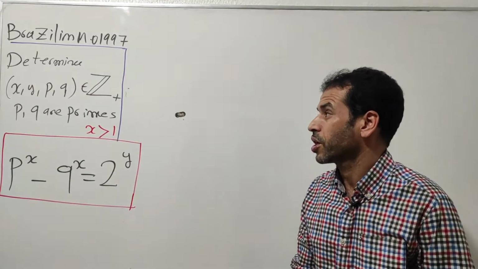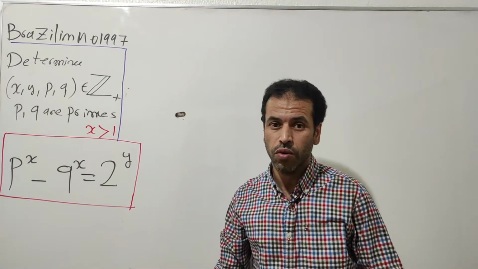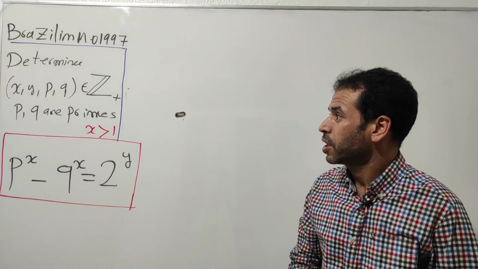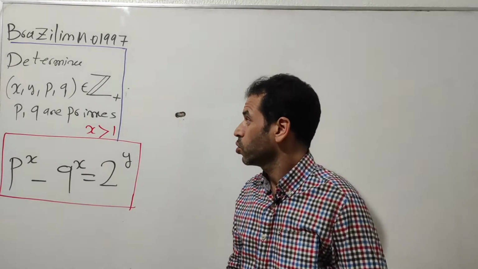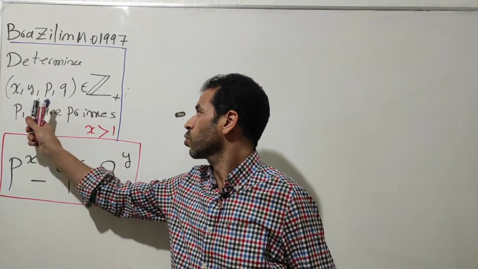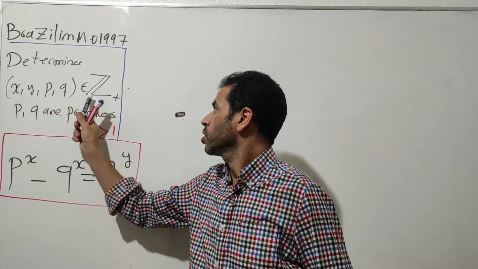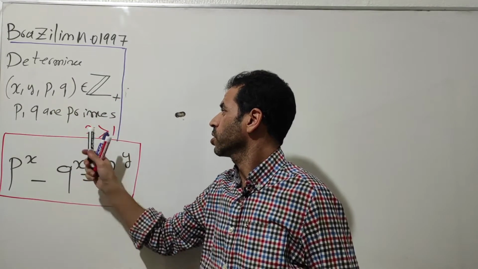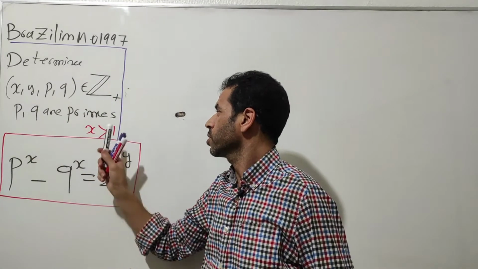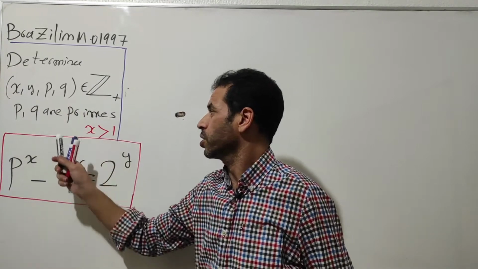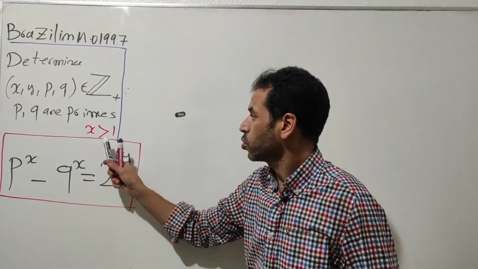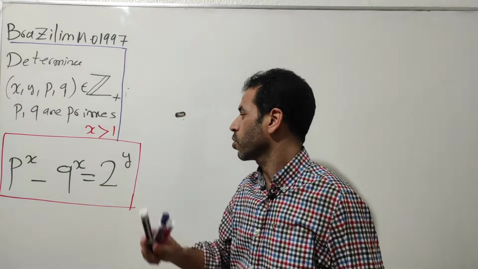In today's video, here is a nice problem coming from the Brazilian Mathematics Olympiad, edition 1997. Here is the following statement. Determine all the pairs (x, y, p, q) of positive integers, where p, q are primes and x and y are positive integers. We have this condition: x is strictly greater than 1.